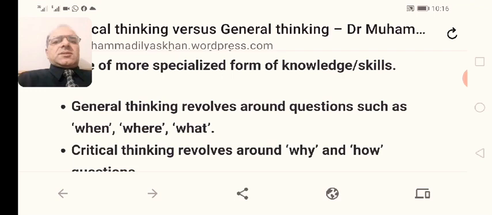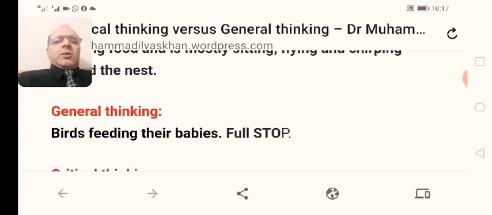The birds were flying in and out of the nest frequently to bring in food for their babies. On further observation, I noted that it is the mother sparrow who is bringing food more regularly and more frequently, while the father sparrow is less frequent in bringing food and is mostly sitting, flying, and chirping around the nest. Now, as a general thinker, I would just see this, and so people who are just generally thinking, for them, birds feeding their babies, full stop.